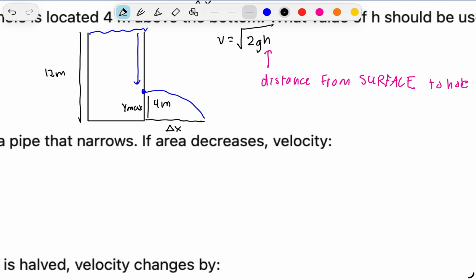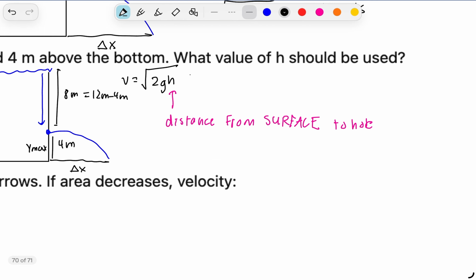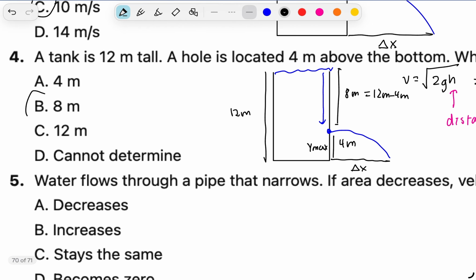So therefore, because we are finding that height, the actual height that we're going to be interested in is 8 meters, which we get from our 12 meters minus our 4 meters. So we would use 8 meters in this equation, and we'd have v is equal to the root of 2 times g times 8. And 8 is our answer.